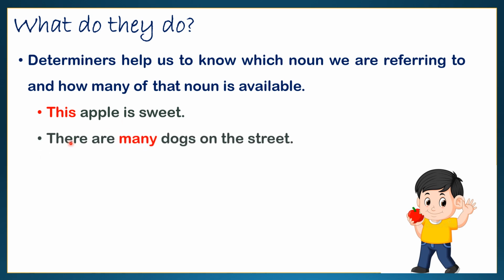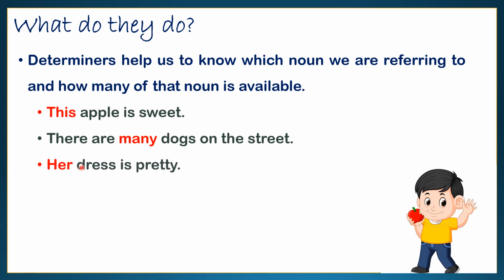Second example, there are many dogs on the street. So the word in red is the determiner followed by the noun dogs. So second example is used to tell us the number, how many of the noun is available, as we said here. So there are many dogs. How many dogs? Many dogs. So second example is to tell us the quantity. First example tells us which apple we are referring to. Second example tells us how many dogs are there. Many dogs, not a particular number given.